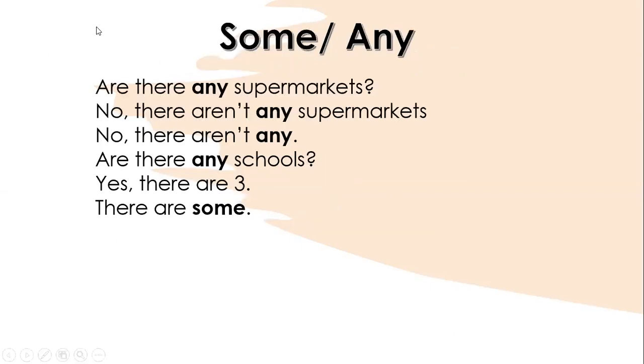Then we have some and any. For example, are there any supermarkets? No, there aren't any supermarkets. Or the short answer, no, there aren't any. Are there any schools? Yes, there are three. There are some. Good. Now, what would be the difference between some and any according to these examples?